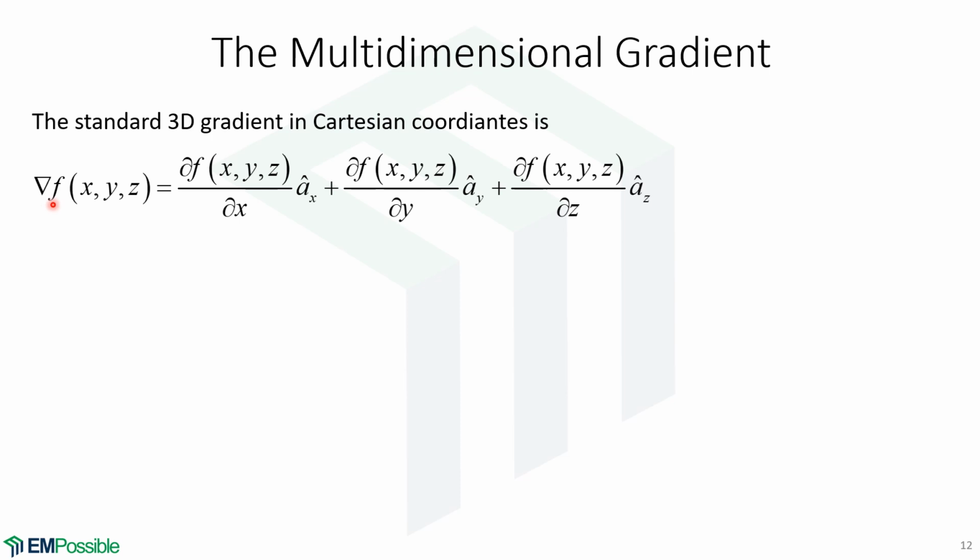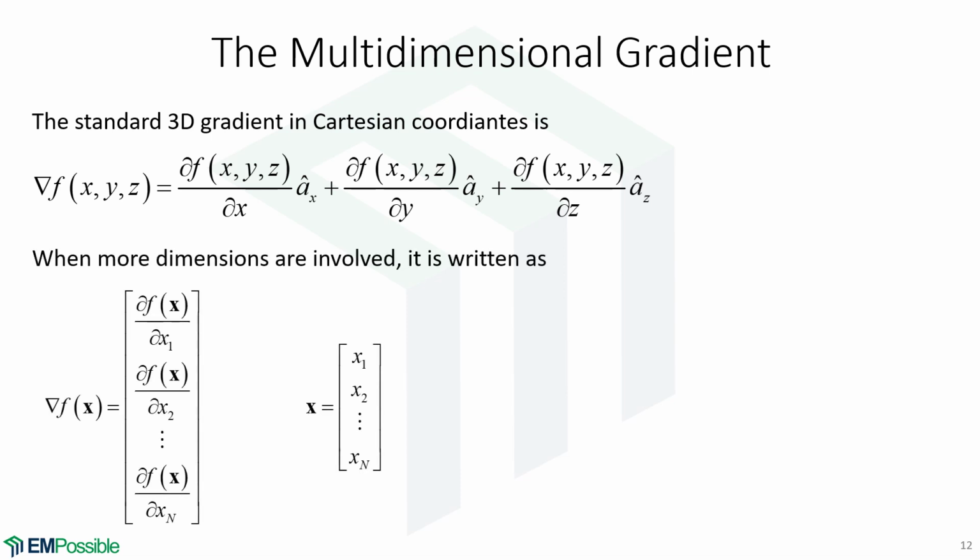So the gradient of our scalar function f, which is a function of x, y, and z, is the partial derivative of that scalar function with respect to x in the x direction, plus the partial derivative of that scalar function with respect to y in the y direction, plus the partial derivative of the scalar function with respect to z in the z direction. So you see the pattern here, and we can generalize this now to any number of dimensions.